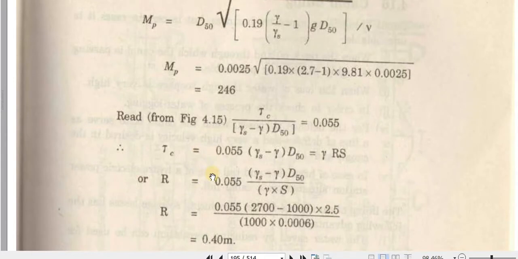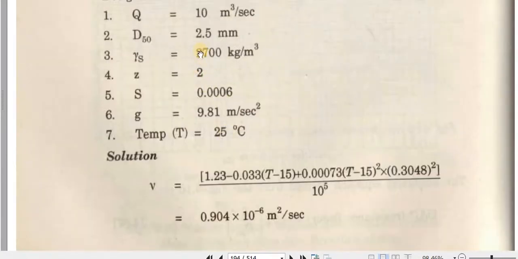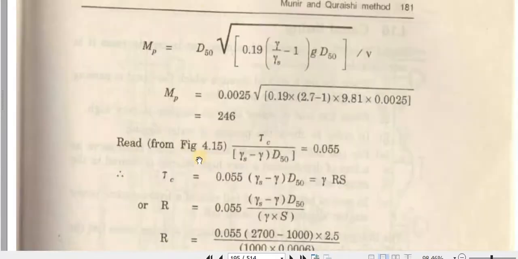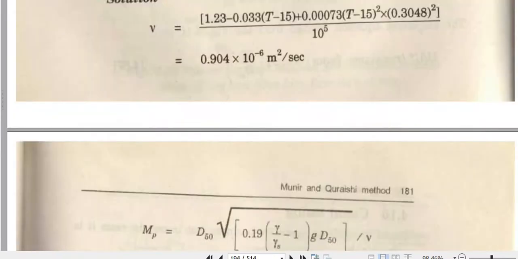From this one we can relate it with the critical shear stress, that is equal to gamma RS, and RS will come out. We have slope also, this one. So R will be directly calculated from this. And next, U over U star is equal to this one. And what is basically U over U star?